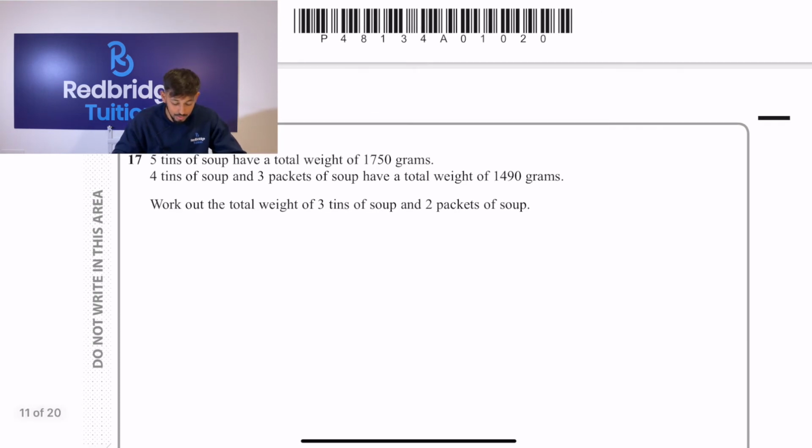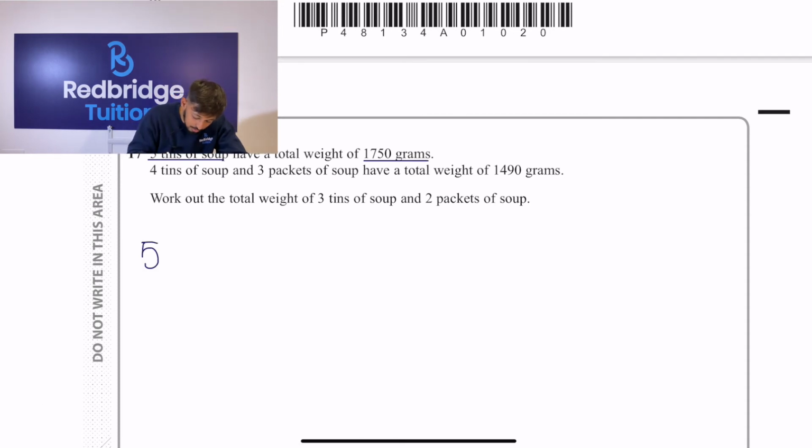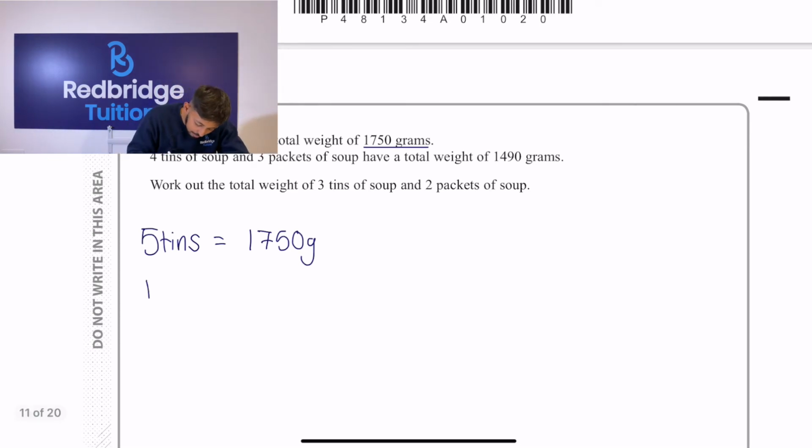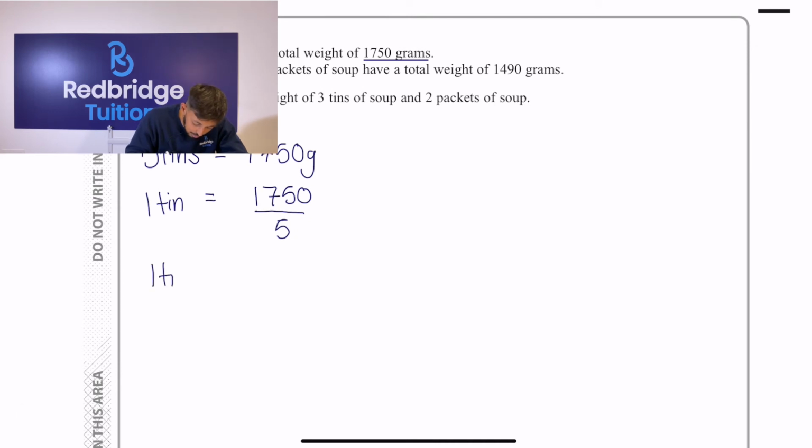So firstly, we've been given the information that 5 tins of soup have a total weight of 1,750 grams. So I'm just going to write that here. 5 tins is equal to 1,750 grams. Now, I can work out the number of grams 1 tin would weigh by dividing the total weight by 5. So 1 tin would be 1,750 divided by 5. And that would give us an answer of 350 grams.